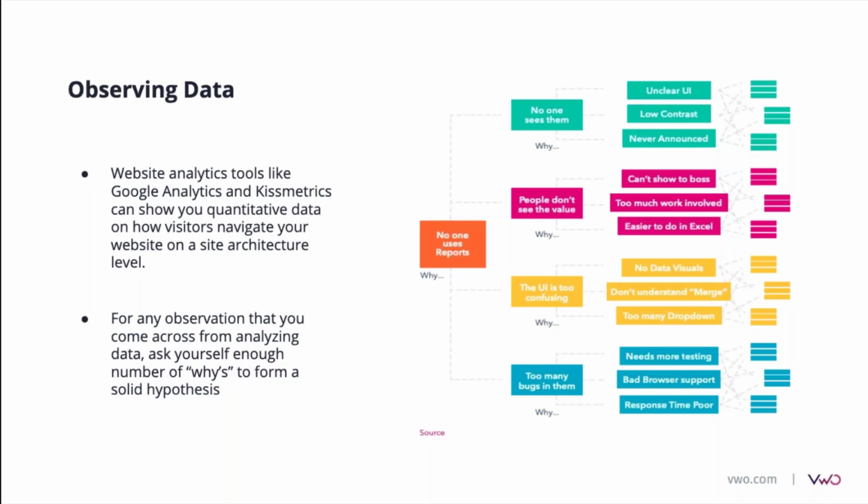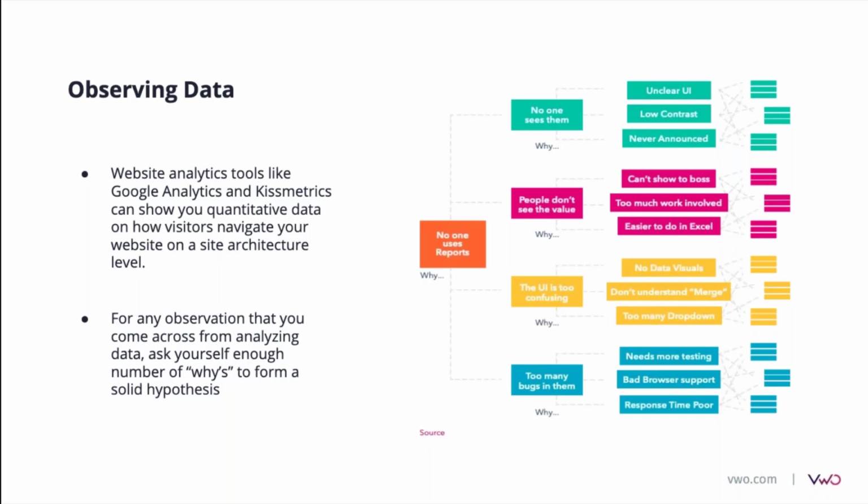So observing data will tell you where it is happening, and if you find one such anomaly, you could go about using this format of asking why enough number of times so that you come to a conclusion which tells you what's not working for you, right?